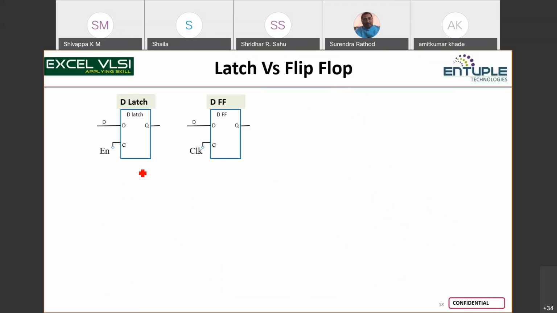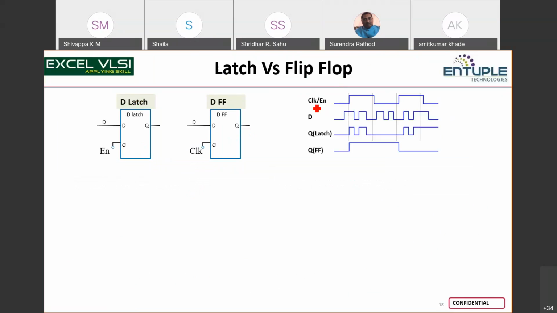Latch versus flip-flop. What is the difference between a latch and a flip-flop, right? Latch is level triggered, as you saw. Flip-flop is edge triggered. Assume this clock or enable behaving like this. T is the input, okay? Q, if it is a latch, what is the value of Q? What is the output value at each stage? What is the value? Let us compare.